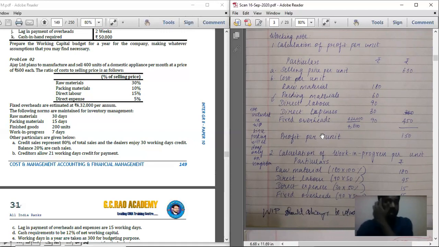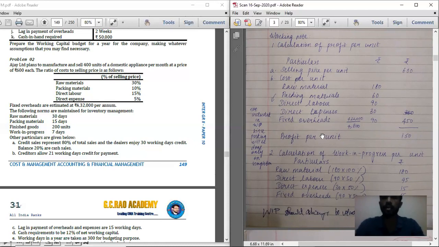First, what should we calculate? Calculation of profit per unit. So note number 1, calculation of profit per unit. Below that, draw a 3 columnar table. First column particulars, second column amount, and third column also amount.